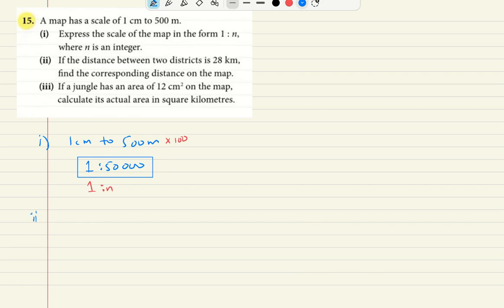Part 2, the requirement of the question is find the corresponding distance on the map. ठीक है, आपको distance on the map find out करना है और actual distance given है. If the distance between two districts is 28 kilometers, so actual distance is given. Actual distance is 28 kilometers. Now using the ratio method, we can solve this question.